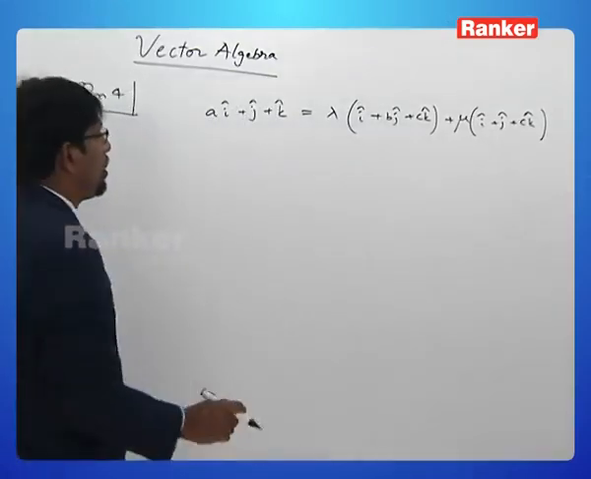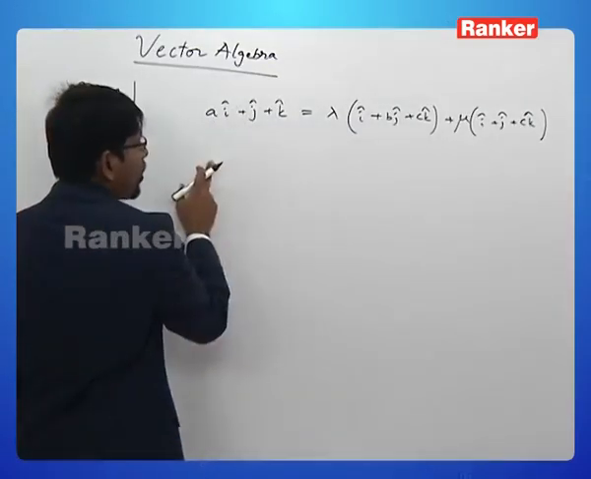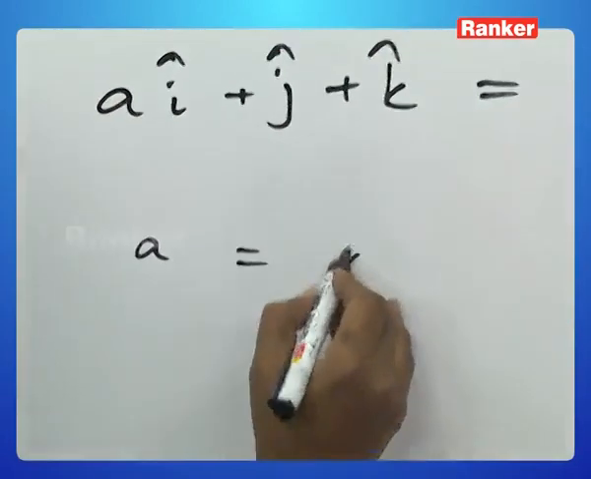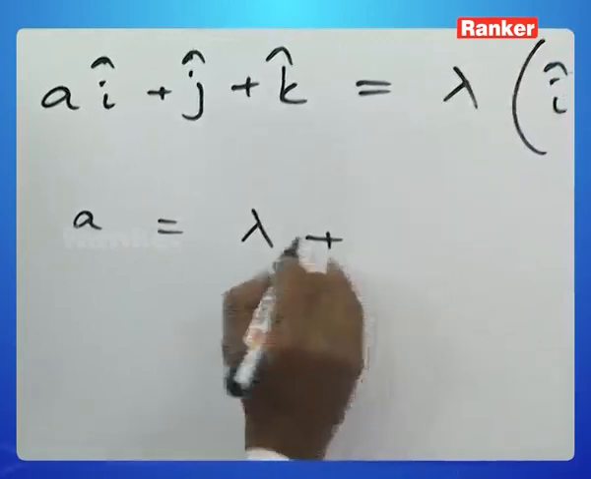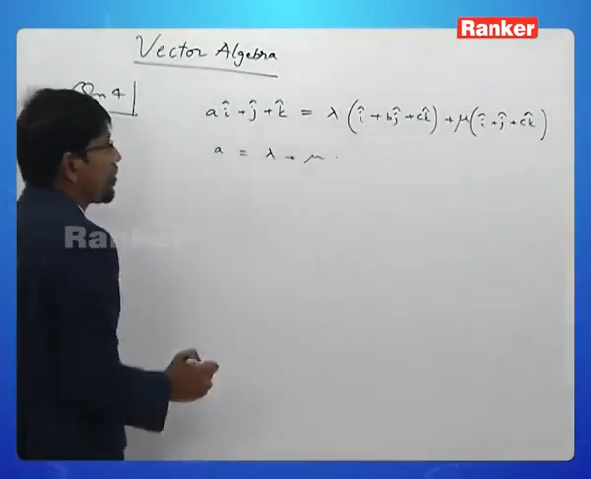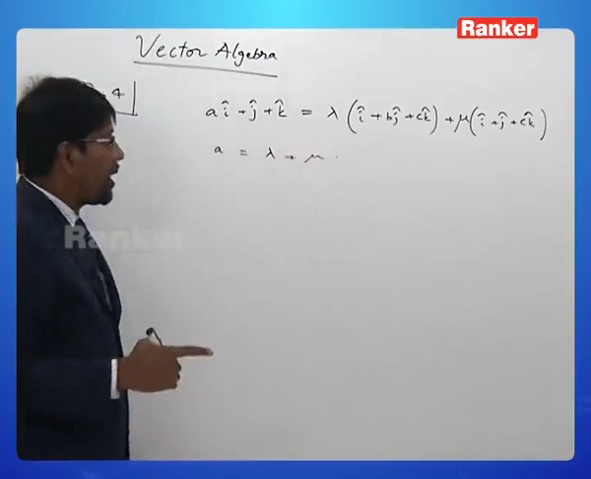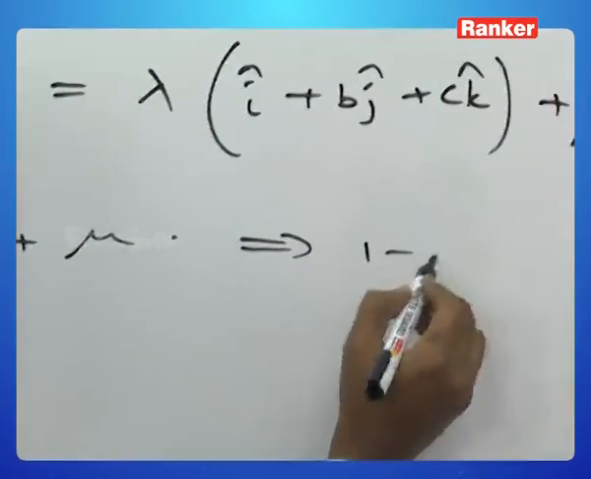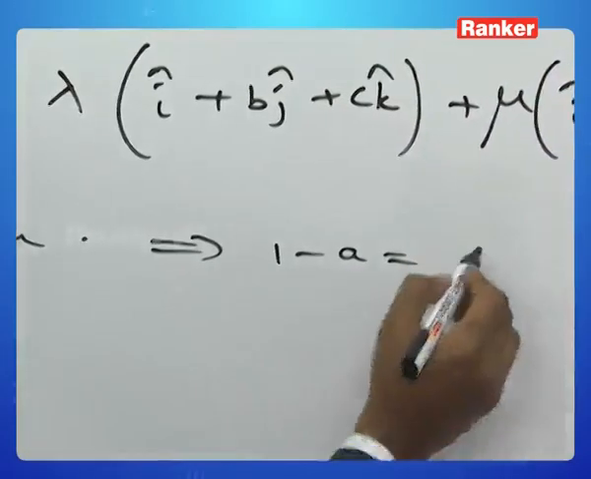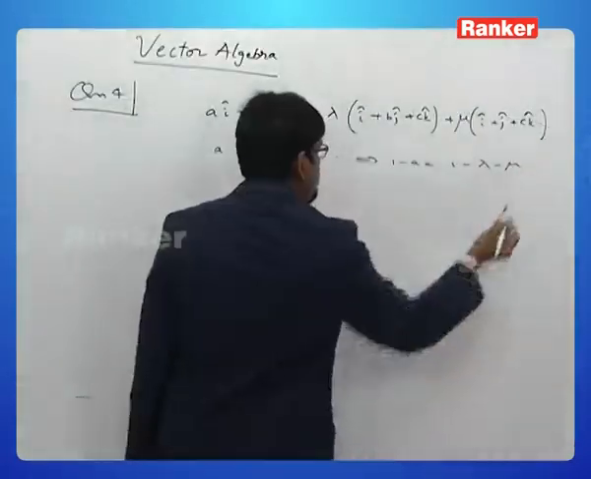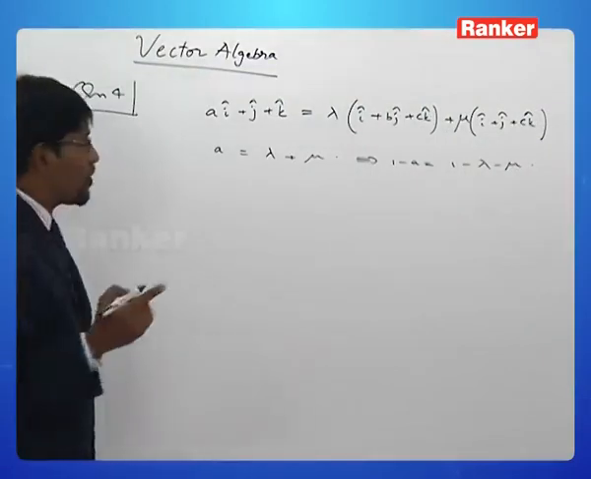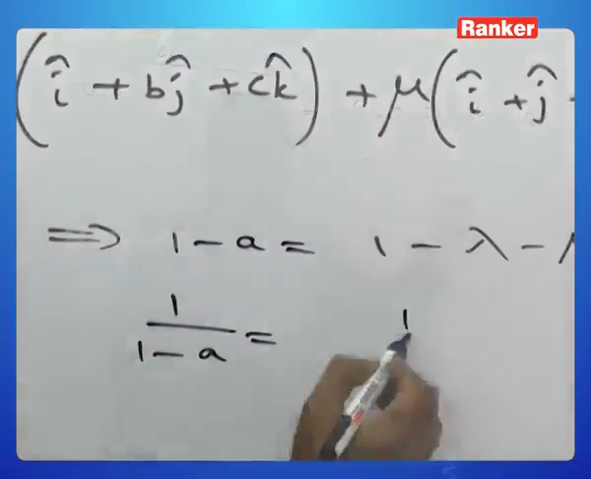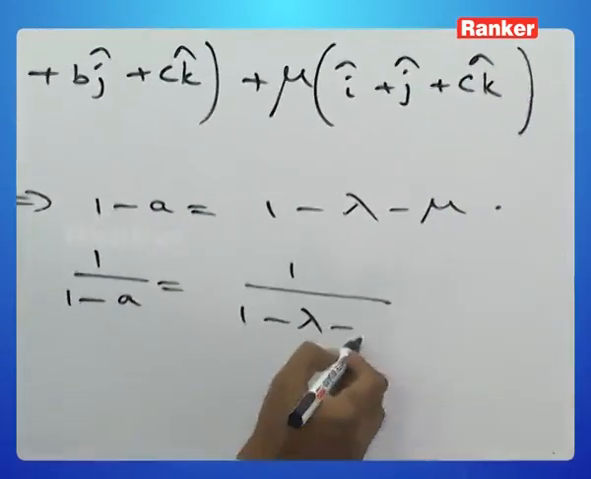Now we can actually equate the like coefficients here. So what do we get now? a is equal to lambda plus mu, because the i component can be equated to the other i component there, lambda plus mu. So which in turn implies that 1 minus a will be equal to 1 minus lambda minus mu. What we wanted was 1 by 1 minus a. So 1 by 1 minus a will be 1 by 1 minus lambda minus mu.